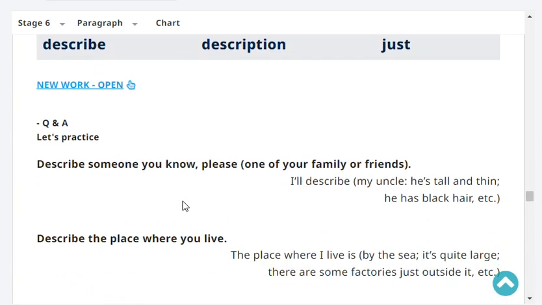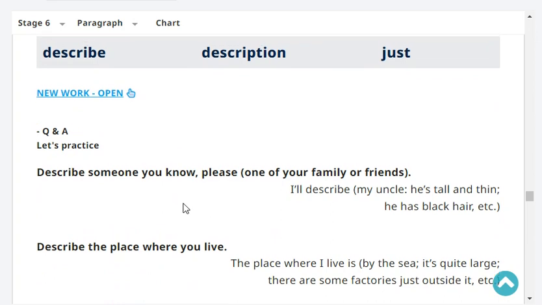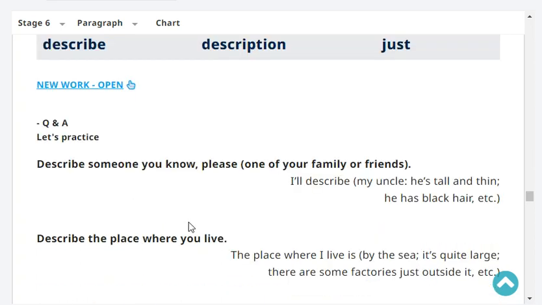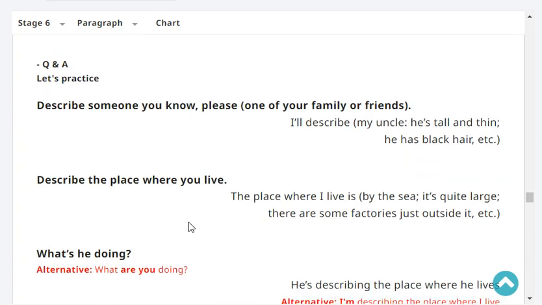Okay. Describe someone you know, please. I'll describe my brother. He has short hair and he's fat. Very good. Just like me.